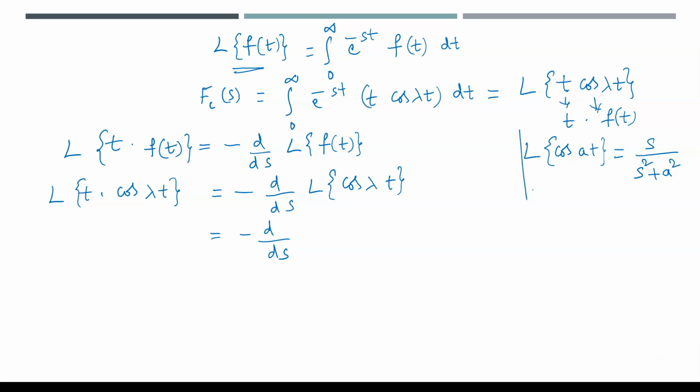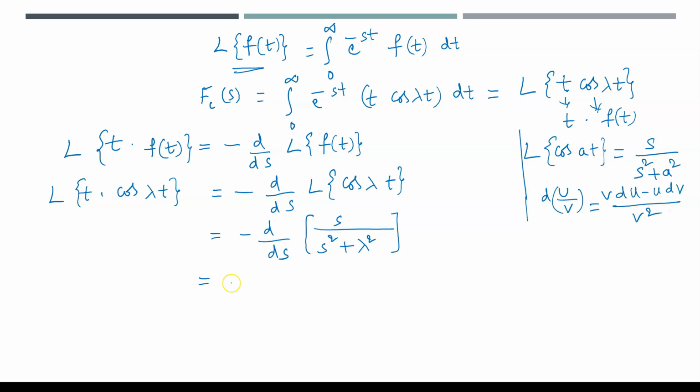Now using this formula, here we get minus d by ds of s by s square plus lambda square. To differentiate this, we have to apply the u by v rule. Derivative of u by v equals v du minus u dv upon v square.